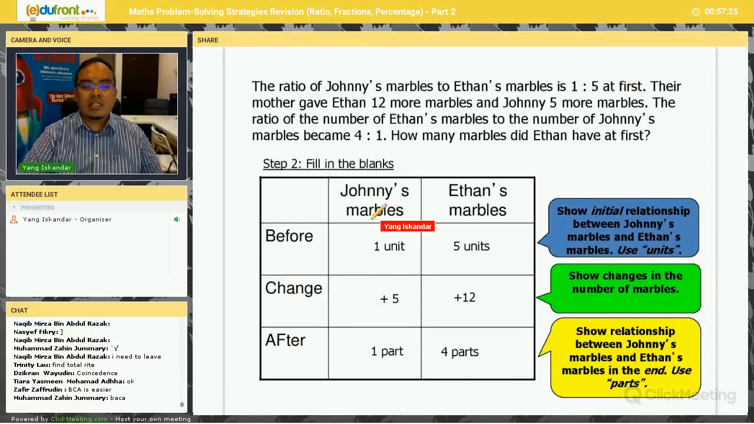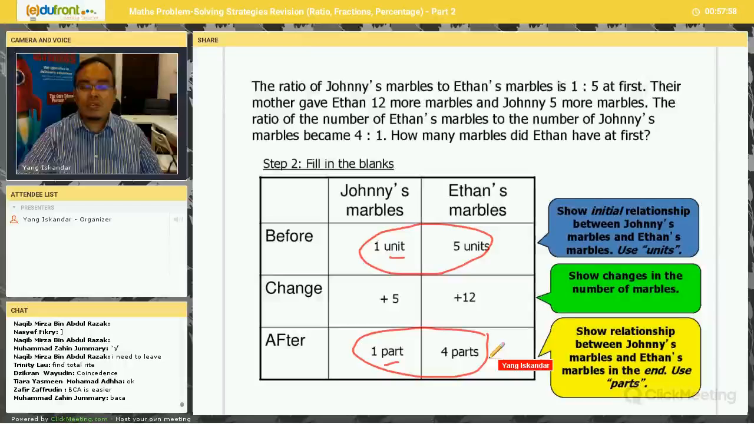Okay, let's take a look here. So this is before 1:5 units, after plus 5 plus 12 for Ethan. Okay, the change, and then after in the end, it becomes 1 part and 4 parts. Now take note, I purposely use units and parts. Why? Because we do not want this 1:4 to be confused with 1:5. So that's why we use a separate term, 1:5 units. After, I call it 1 part is to 4 parts, so that you do not confuse the before ratio and the after ratio.